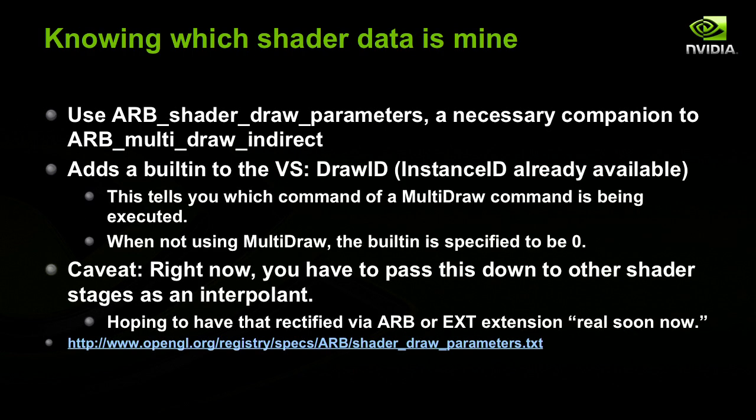When you're in the vertex shader, you can use draw ID and see, oh, I'm draw number 3, so let me go look at object uniform sub 3. That's where my data is. When you're not using MultiDraw, that built-in will be 0, so you can write your code assuming it's there.